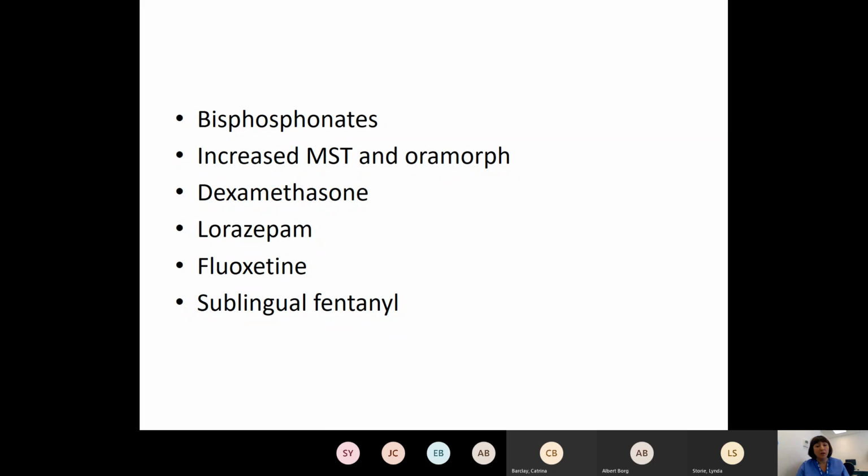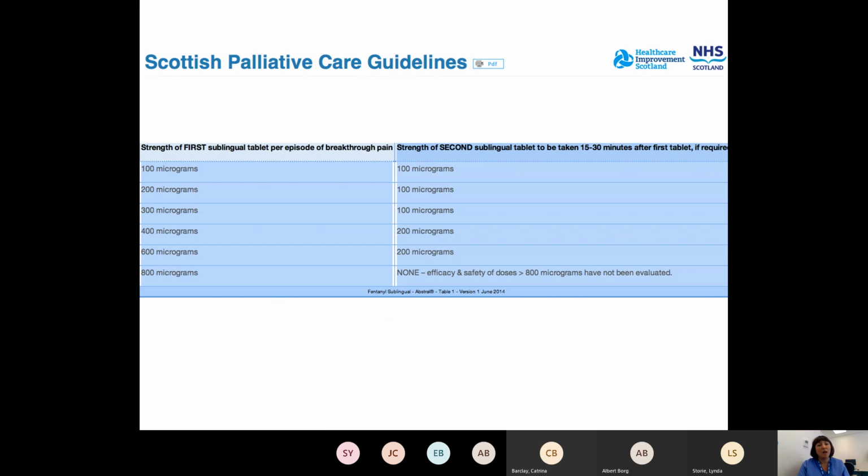We gave her some sublingual fentanyl, and I just wanted to draw attention here to the Scottish Palliative Care Guidelines, which are again aimed at adults, but we do sometimes use in young people as well. This is just a handy chart on how to use the sublingual fentanyl in starting doses, that we can give a second tablet if the first one hadn't been effective after 15 to 30 minutes. And then if you were to use it again, you would go in at the higher dose, and then you can add in up. We got it up very quickly up to 800 micrograms, and we were really struggling to get any analgesic effect from this.